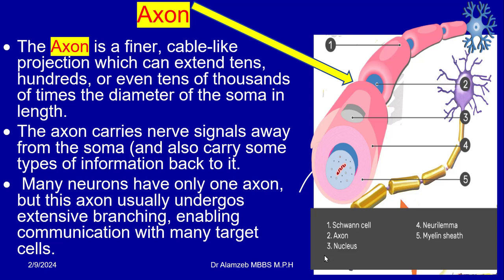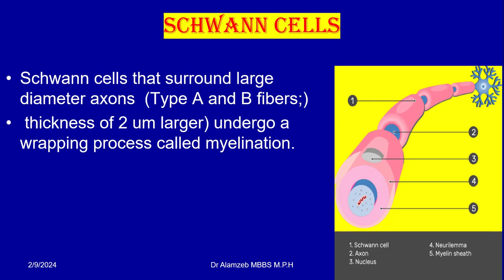Schwann cells. Schwann cells that surround large diameter axons are called type A and type B fibers. The thickness of these fibers is 2 micrometers or larger, and they undergo a wrapping process called myelination. This thread-like structure is wrapped by myelin Schwann cells, and this wrapping is called myelination.